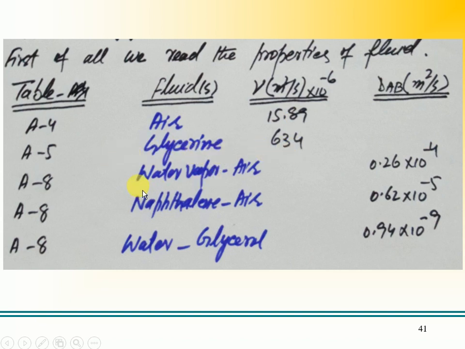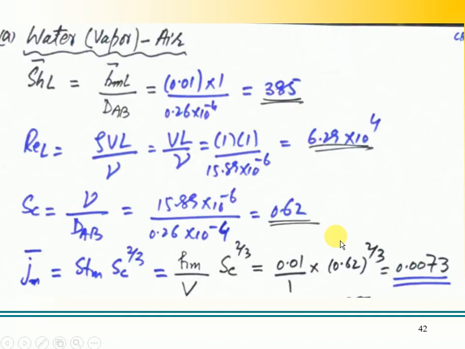But when the interaction takes place between water vapor and air, then I read the value of DAB, 0.26 times 10 to the minus 4, right? Then of course we go to the water vapor. For naphthalene and air, we go to the naphthalene table, 0.62 times 10 to the minus 5 meter square per second, and for water and glycerol, that is 0.94 times 10 to the minus 9. For glycerol, right? So water vapor, air.